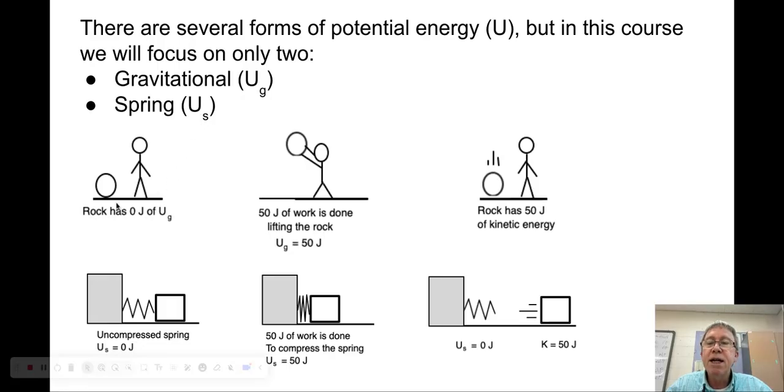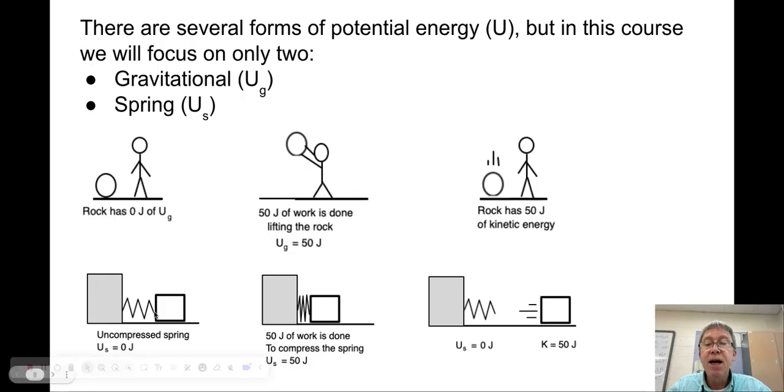So here I have a rock, it's got no energy in it, 0 potential energy. I lift this rock up, I do 50 joules of work lifting it against gravity, it therefore has 50 joules of gravitational potential energy. And if I release the rock and let it fall to the ground, it's going to convert 50 joules of potential energy into 50 joules of kinetic energy.